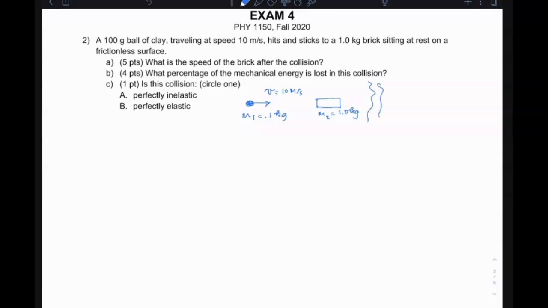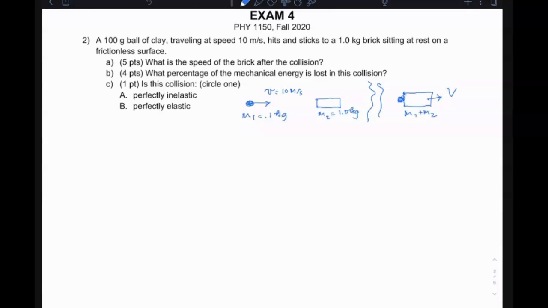After the collision, mass 1 sticks to mass 2. So we have an object whose mass is equal to mass 1 plus mass 2, moving off with some final velocity, capital V, big V. And we're asked to find what the value of big V is.